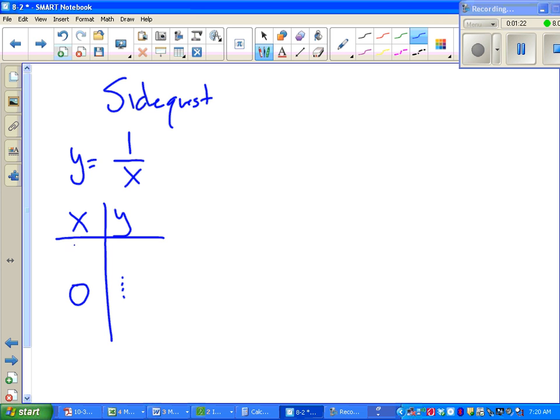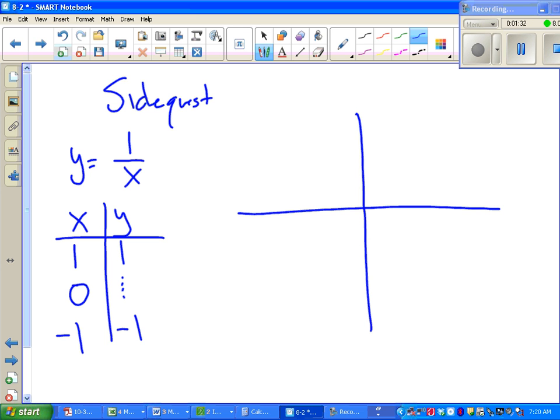We could plug in one number bigger though, and one number smaller. 1 divided by 1 is 1. 1 divided by -1 is -1. See what this starts to look like. Just like a log function, we have a vertical asymptote right at 0. If I plug in 1, we get 1. If we plug in -1, we get -1.